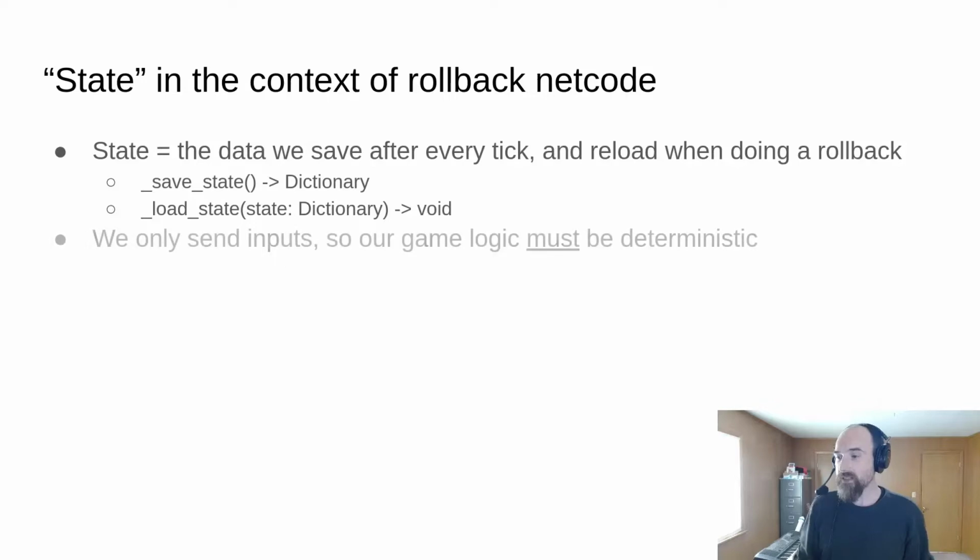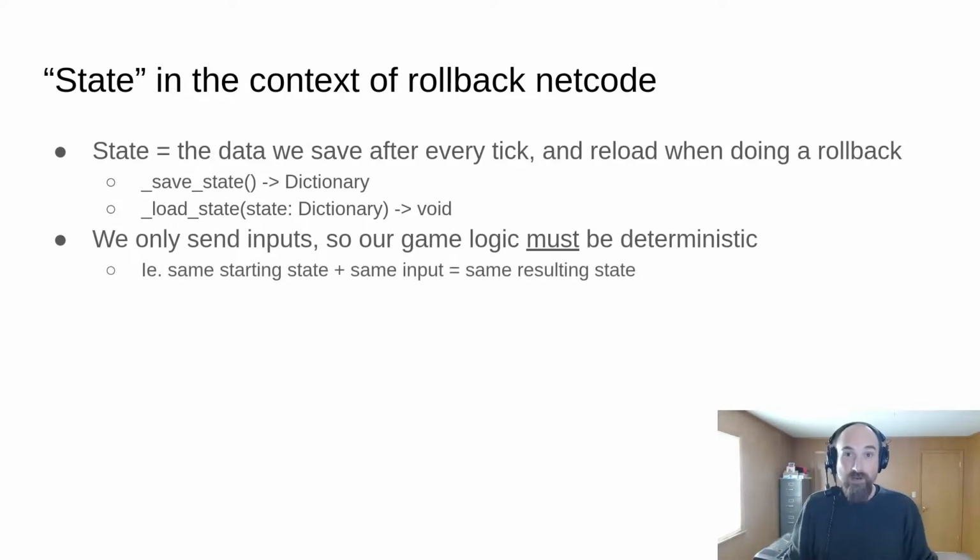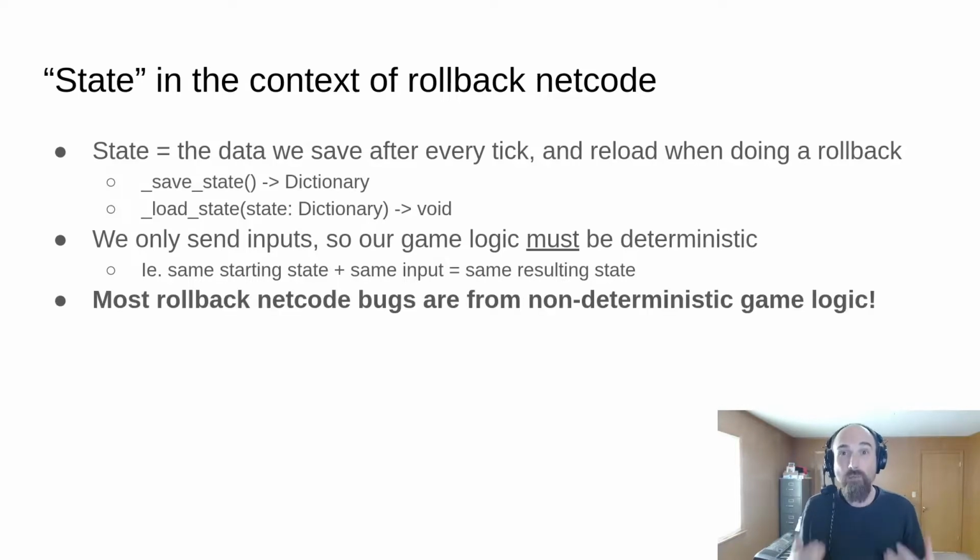As we previously discussed, we only send inputs to the other peers, not state. So our game logic must be deterministic. That means if two peers have the same starting state and apply the same inputs, they will get the exact same resulting state. Most netcode bugs when doing rollback netcode will be related to your game logic not always being deterministic, and this is what you'll spend most of your time debugging.